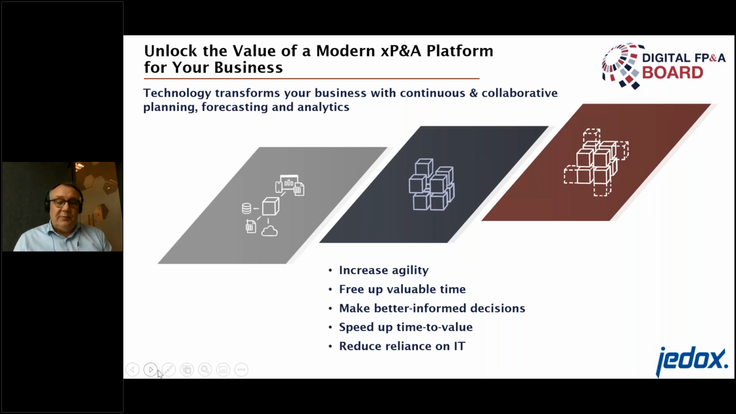We want to have flexibility. We want to free up productive time to perform high value analytics and simulation. And we want to understand the impact of changes across the entire business, not only finance, to speed up time for value for financial and operational application and reduce the dependency on IT and give the business more time to analyze how they reach from the forecast to the target.